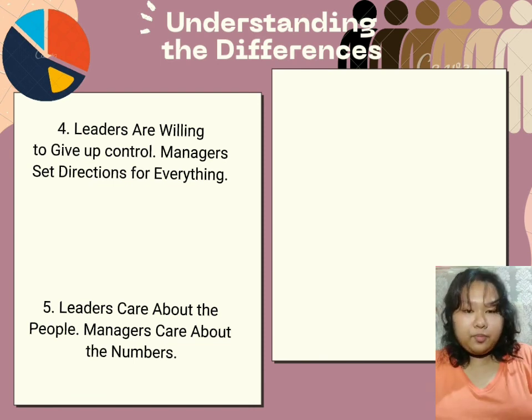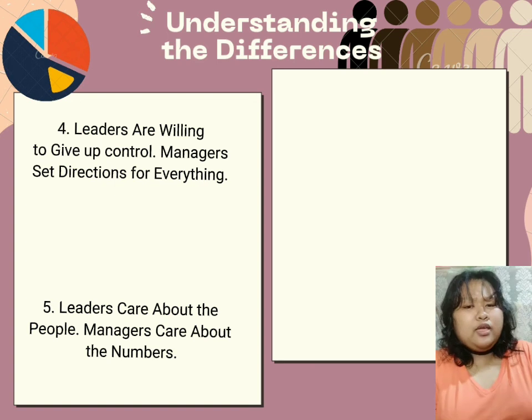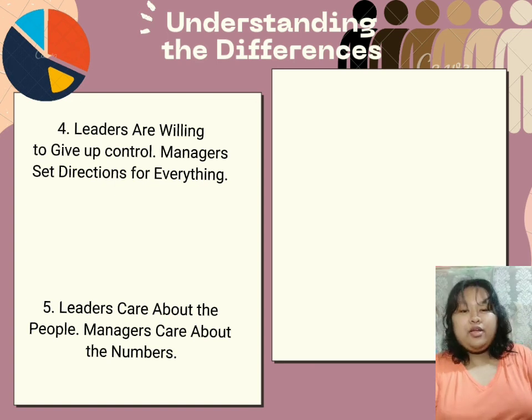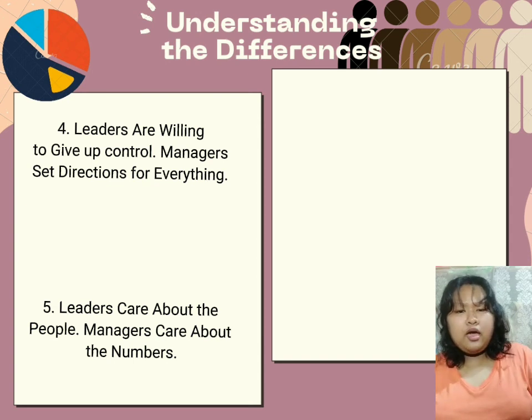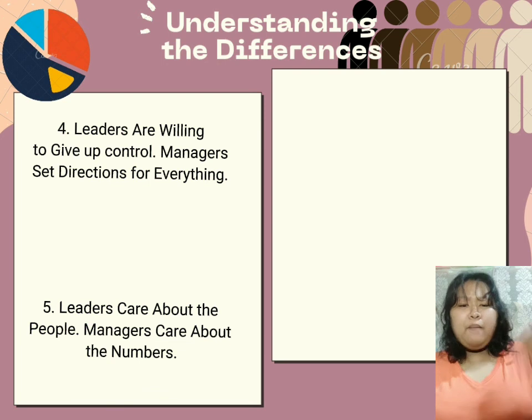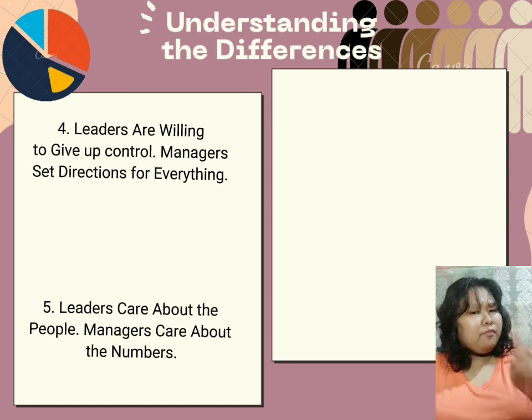And lastly, leaders care about people, and managers care about the numbers. The numbers are very important to anyone; otherwise, it is off-kilter. However, they are not the only thing that matters. So here is the explanation: a manager might bark at a slow-moving worker to pick up the pace, but an empathetic leader will ask if there is a problem and offer a solution.